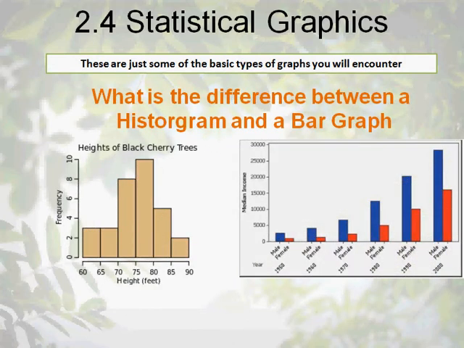At first glance, a bar graph and a histogram might appear to be the same thing. The main difference that you should focus on is that a histogram depicts quantitative data along the horizontal axis, and a bar graph depicts qualitative data along the horizontal axis.